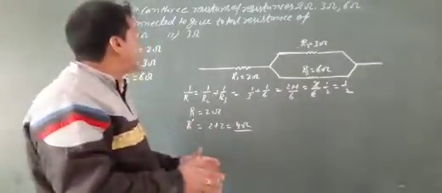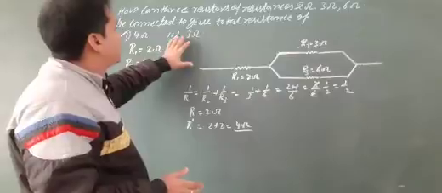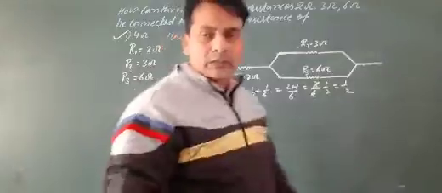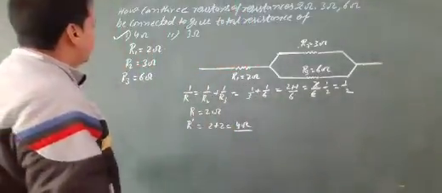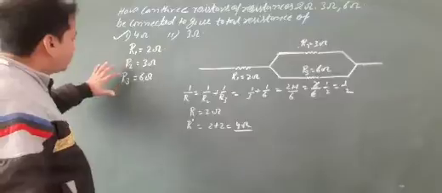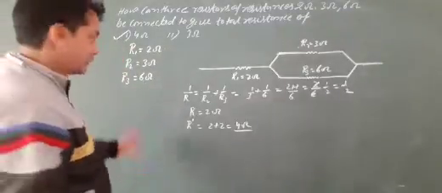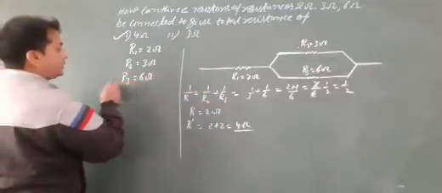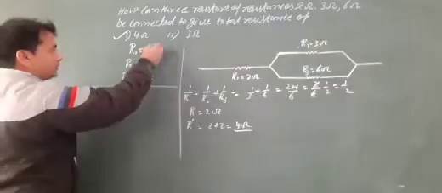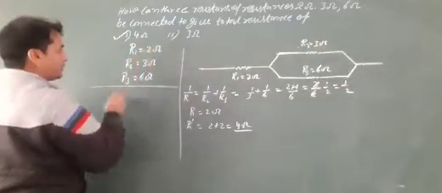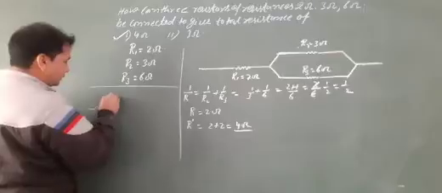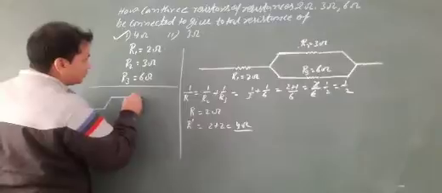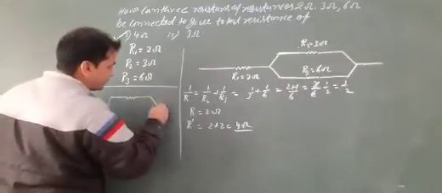Now the next question is the total resistance of 1 ohm. So it is clear that R1, R2 and R3 must be connected in a parallel combination. Now we can draw the figure according to the given resistors. We can draw the 2 ohm, 3 ohm and 6 ohm resistors in parallel.